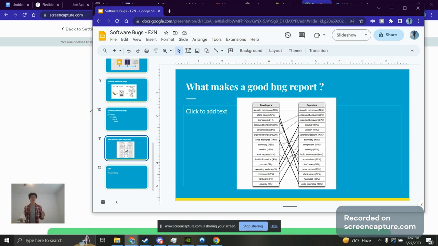The developers wanted a stack trace, which is basically data from when the bug was found. However, the users often reported observed behavior versus expected behavior, which are not useful to bug reports at all. So at the end, you now know how bugs affect you and how you can contribute to solving this bug problem.